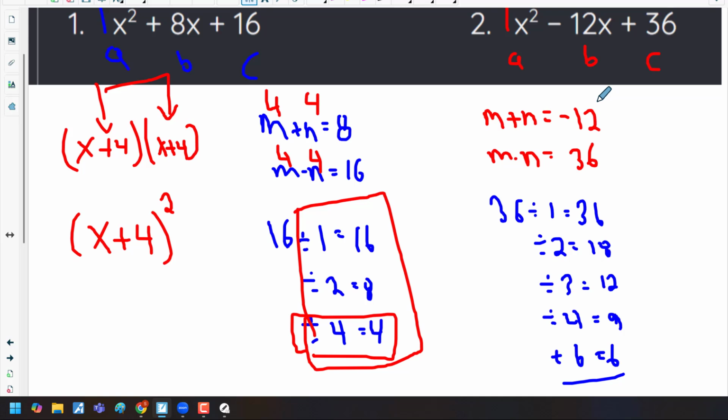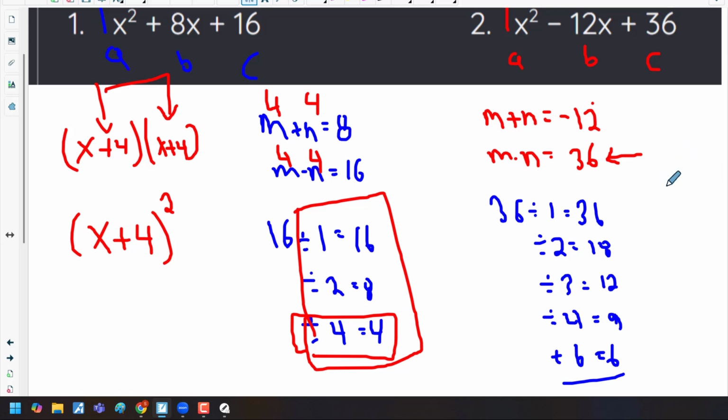Well, how do you get negative 12? It's not 1 plus 36 or 2 plus 18 or 3 plus anything. You're not adding these numbers to get a negative number, so you have to subtract. So one of these numbers has to be negative. It could be either 1 minus 36 or 36 minus 1. But wait, here's a trick. The product is positive, so I know that both numbers have to be negative.